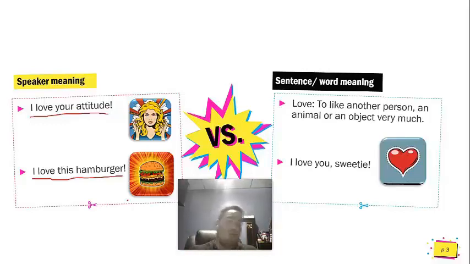And the second one can be misunderstood by another person who is not used to the English language, or a person who is not used to exaggerating sentences. That person might think, "Are you going to marry the hamburger because you said that you love the hamburger?" Well, that's not the real meaning, because that's not what I wanted to convey to the person.